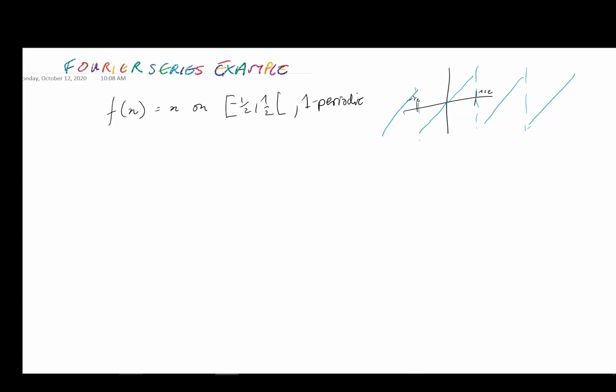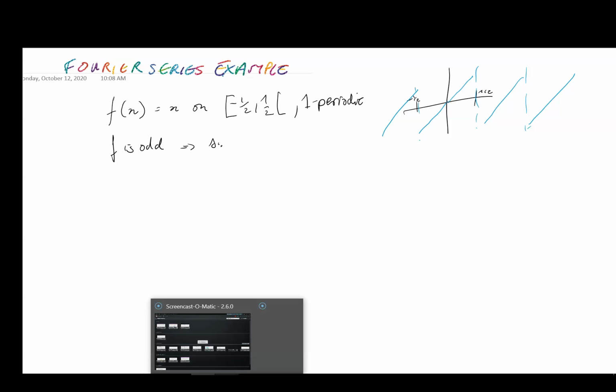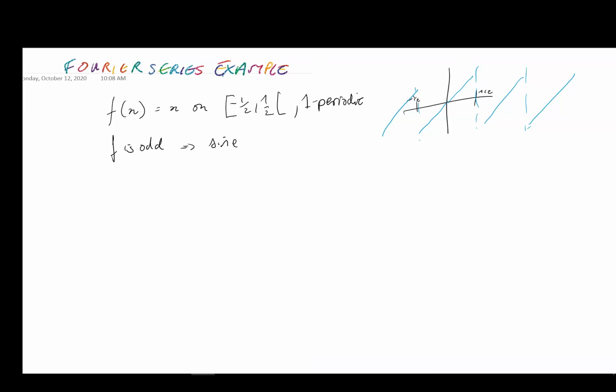So the first remark is that f is odd, so that we have a sine expansion. If I'm trying to compute the a_k coefficients, they are all going to be zeros. So let's find the b_k coefficients. According to the formula, it's 1 over half a period, integral on negative half period to plus half period of f of x sine of k pi x over L.